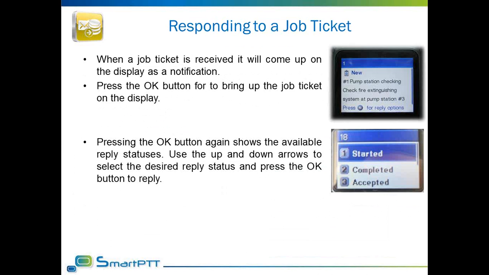Now, from the radio side, when a job ticket is received, it's going to come up on the display as a notification. The operator can press the OK button to bring up the job ticket on the display. They'll then be able to read through the job ticket, and then pressing OK again will bring up the action or responses that were programmed in there, such as started, completed, accepted, rejected, and so on. The operator can use the up and down arrows to select the desired reply status and then press OK. And that will send the reply back to the SmartPTT dispatcher.